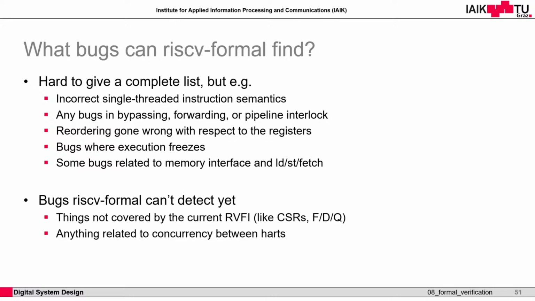What RISC-V formal currently cannot do is find stuff which is not covered by the RISC-V formal interface or by the specification, like for example control and status registers and extensions of the instruction set architecture like floating point and so on. And also RISC-V formal has currently no support for so-called harts. So RISC-V allows you to implement basically different ALUs in parallel, or different harts as they are called in RISC-V, and this is not covered yet. So anything that is not covered by specification cannot be found with RISC-V formal.